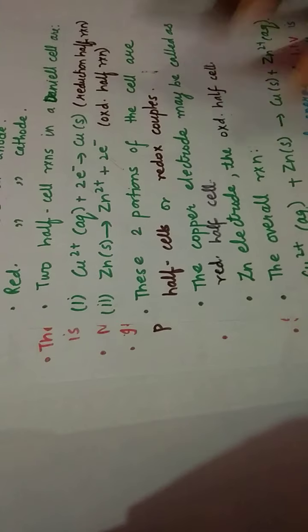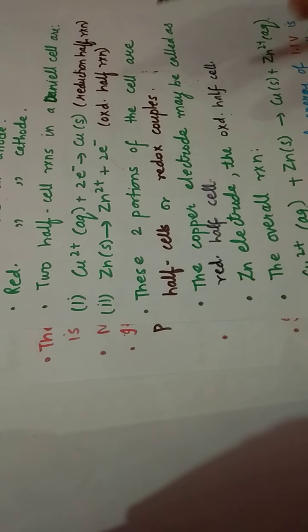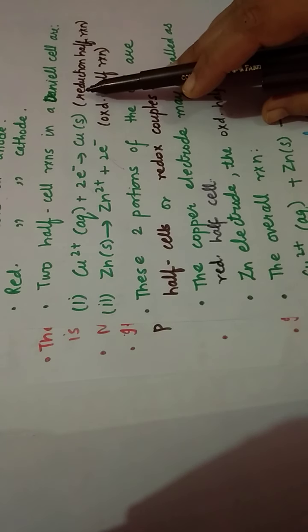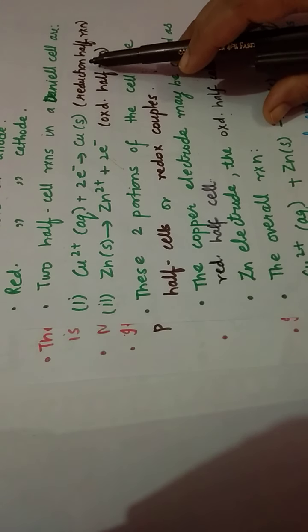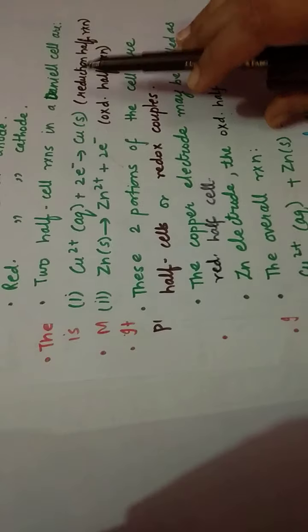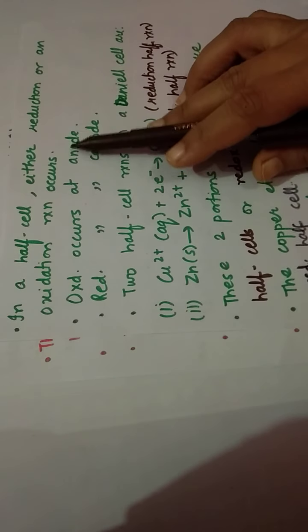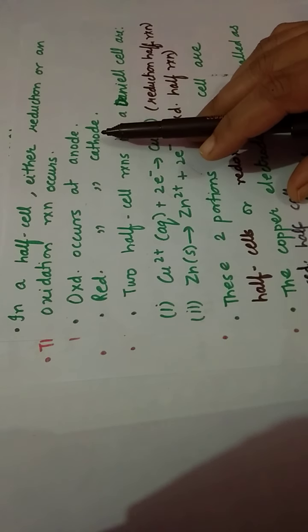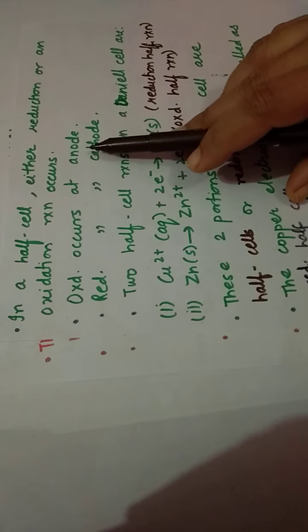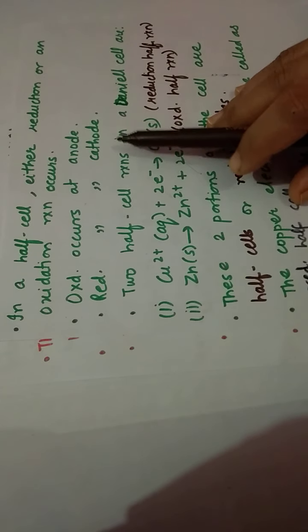One of the half cells is known as the oxidation half cell, and the other half cell is known as the reduction half cell. We got to know that oxidation occurs at the anode and reduction occurs at the cathode.